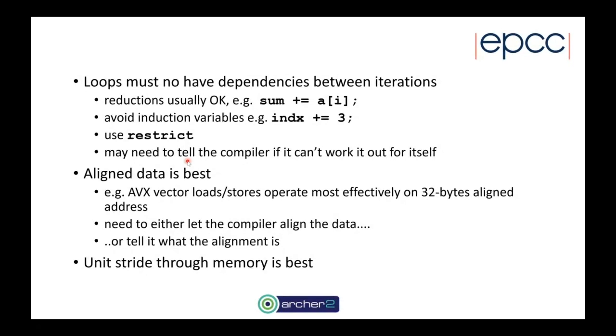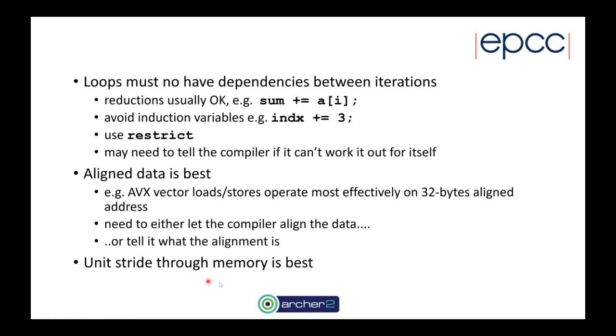And then for good performance, ideally we expect data to be aligned. And so we'll come on to talk about what this means, but basically it means that we want data to be in such a form in memory which we have a minimum number of loads and stores we need to do to get that data to and from cache. If we can do that, then we get our best vector performance.